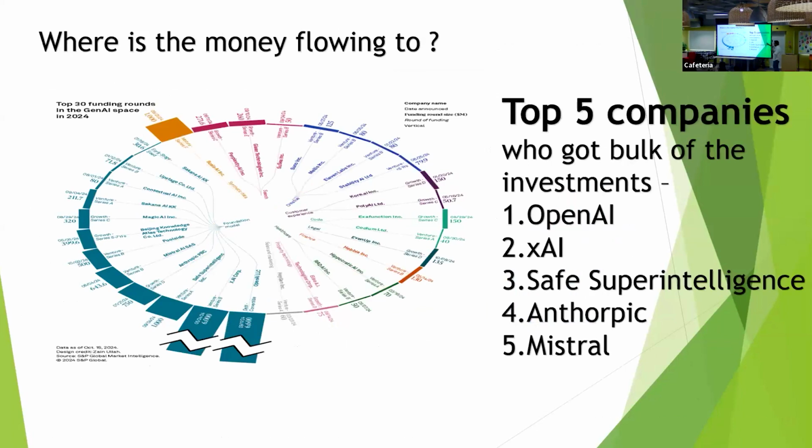What are the top 5 companies? We know OpenAI, right? They had done that $6 billion investment. XAI, Elon Musk, he is always in the news. Safe Superintelligence, a startup that Ilya started. So if you see, these companies are getting billions of dollars.